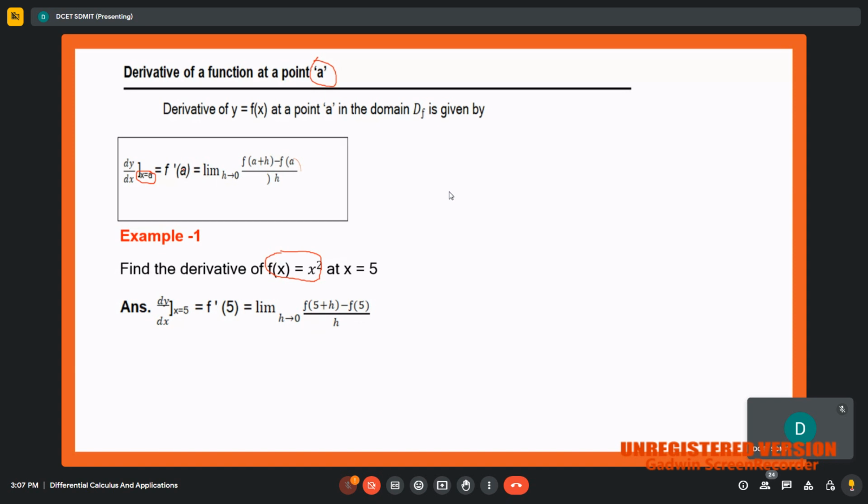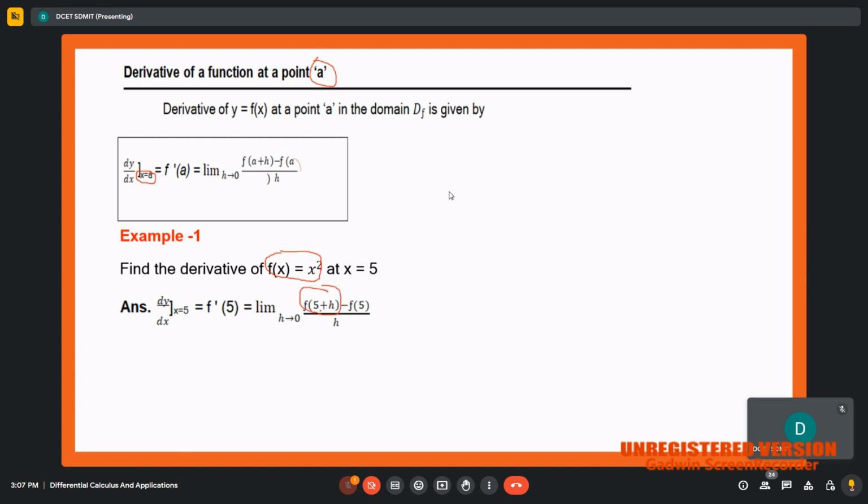f dash of 5 is equal to limit of f of 5 plus h minus f of 5 divided by h. What is the function we have taken here? Here the function is x square.